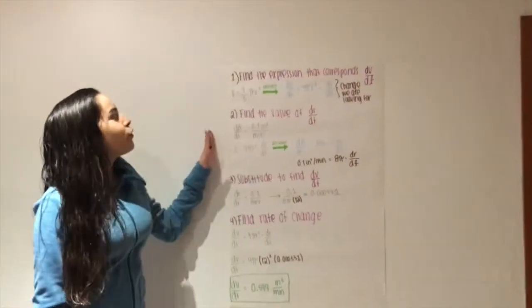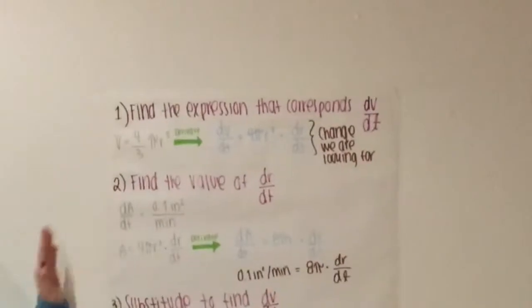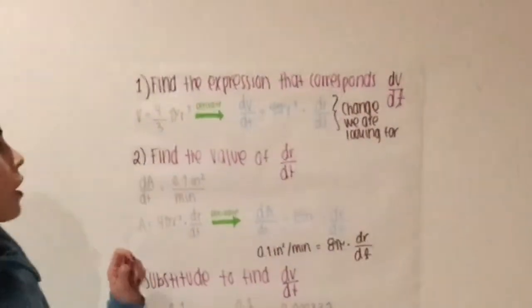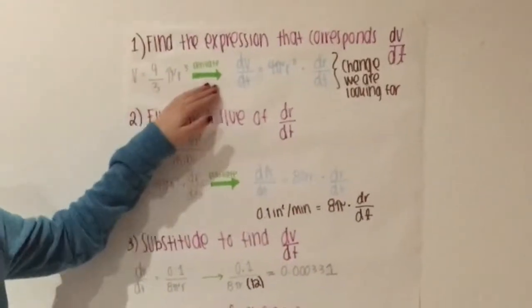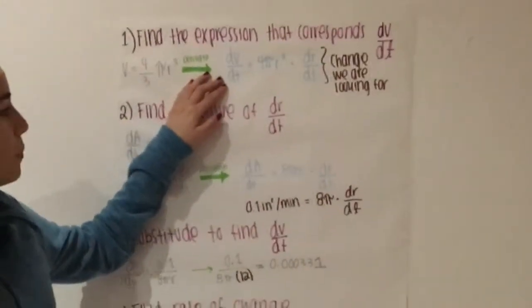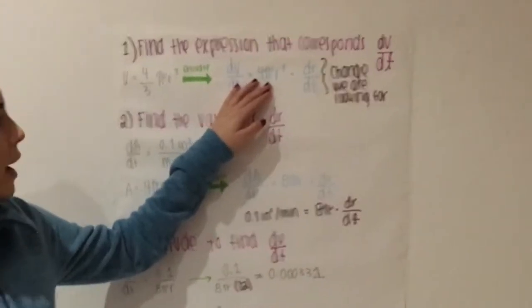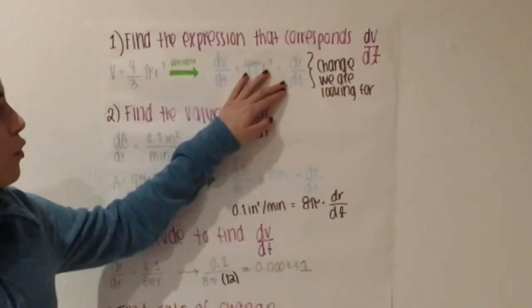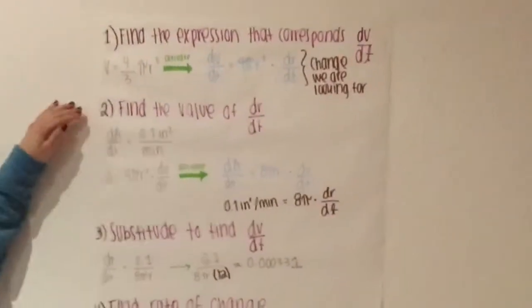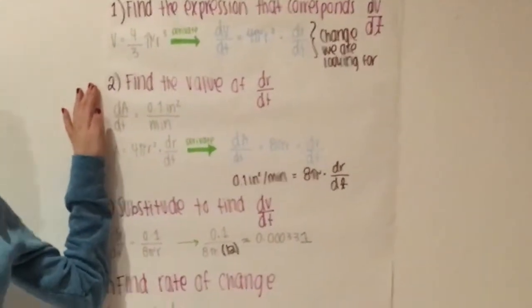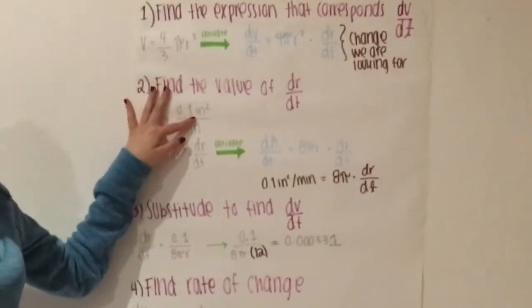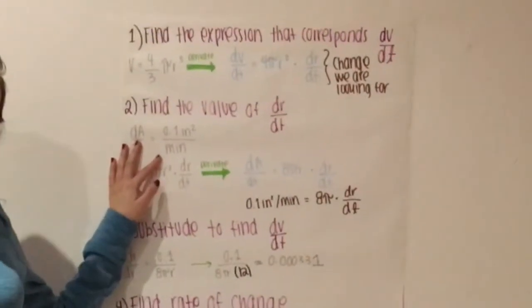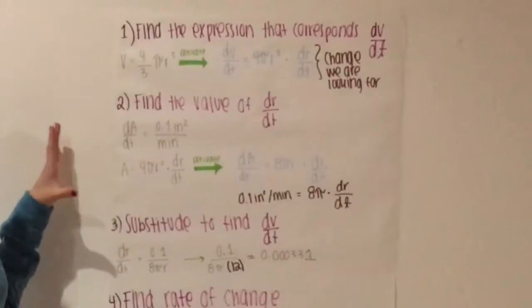The first step is to find the expression that corresponds to dV over dt, which is the change we're looking for. Okay, so first we get the formula of volume for a sphere, that is 4/3 pi r cubed. Then we get the derivative, that is dV over dt, which equals 4 pi r squared times dr over dt, which is the change we're looking for.